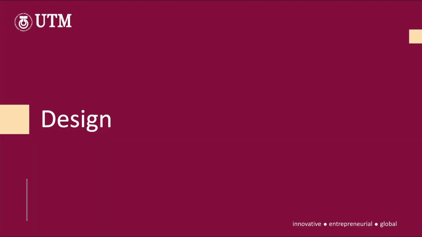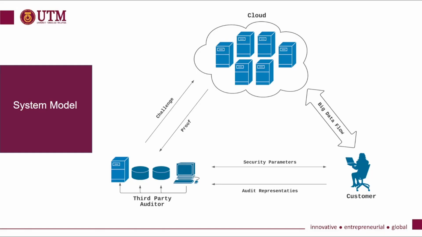Now let's move on to the design. As you can see, the system model consists of three entities: the customer, the third-party auditor, and the cloud.